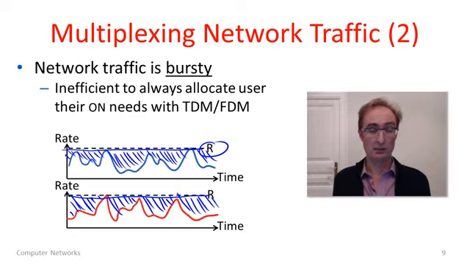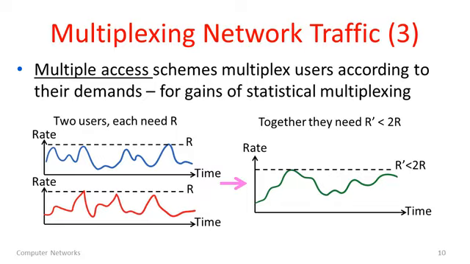Instead, there's an alternative that we would like to get to when we multiplex network traffic. And that is, we would like to multiplex network traffic according to the demands which every user is placing on the network. And we can do this with what are called multiple access schemes. We would really like for these users to share a link such that whenever they want to send packets, they get to send packets, and all of their packets are mixed up on the link according to their demands. If we did this, we would get the gains of statistical multiplexing. Remember from early on in the course, we talked about sharing based on statistics as being a way to pack more users into a given amount of bandwidth.